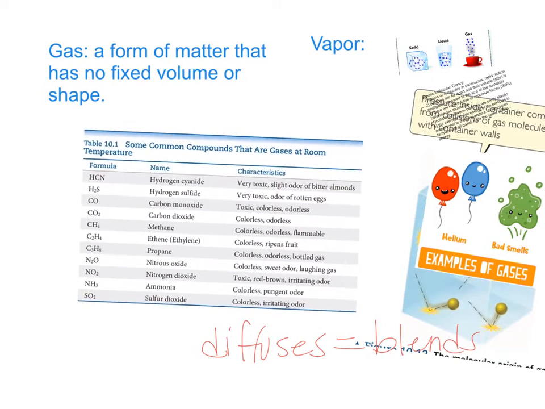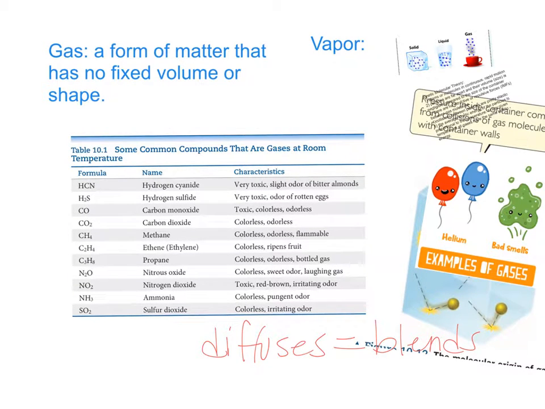So here are some examples of compounds that are gases at room temperature. Let's see if there are any you're familiar with. Hydrogen cyanide, probably not. It's very toxic. It would kill you. Hydrogen sulfide, you may have smelled it sometimes. It smells like the odor of rotten eggs. If you've ever been near a volcano, you may have smelled this. Carbon monoxide, CO, comes out of the tailpipe of your car. It is toxic, colorless, and odorless. So when you're smelling the exhaust of your car, you're smelling other things. You're not actually smelling the carbon monoxide that will kill you.